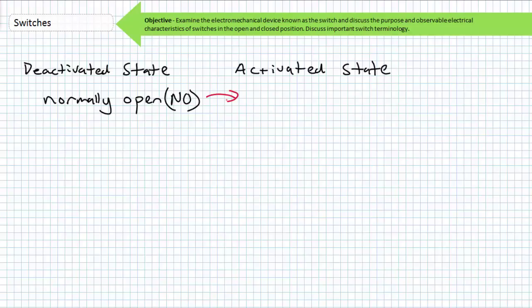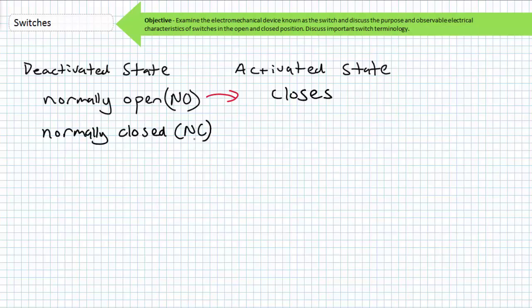When actuated, it transitions to its activated state, that being the opposite of deactivated. A normally open switch, when actuated, closes. It makes sense. A normally open switch is normally open when you're not poking it. When you poke it, it closes.